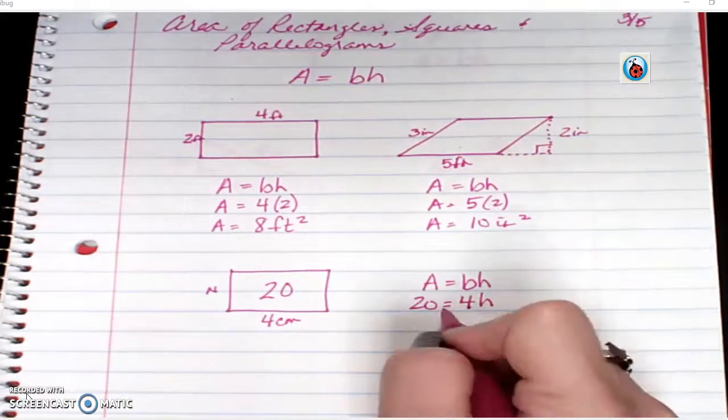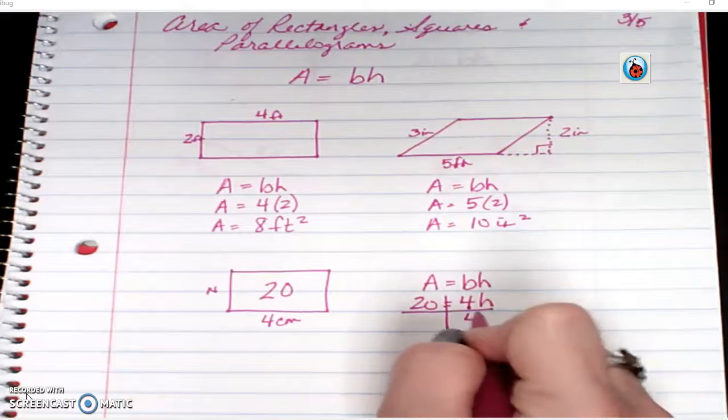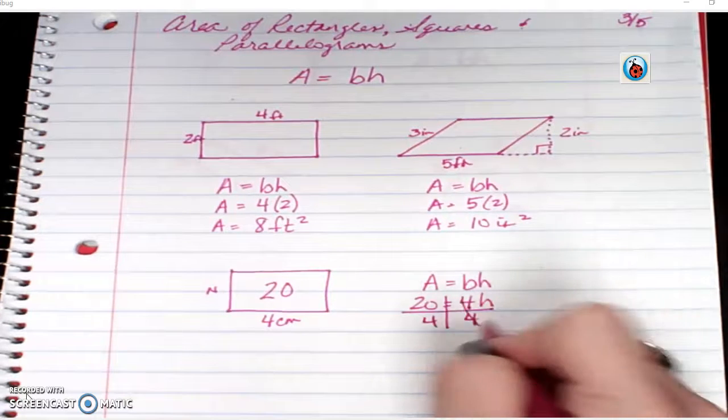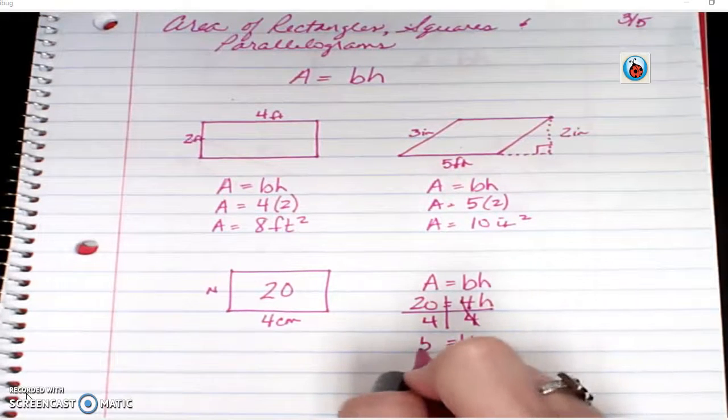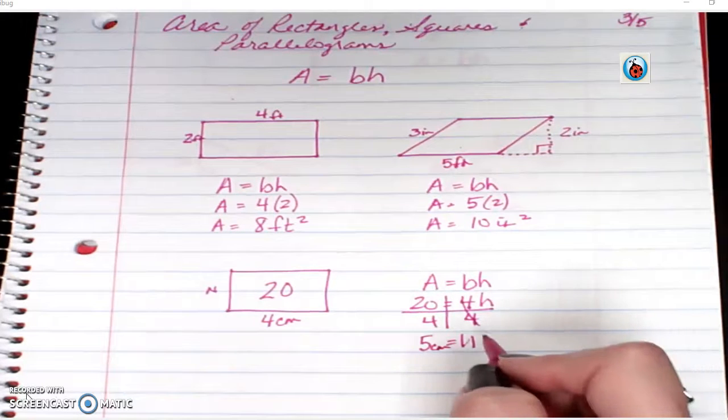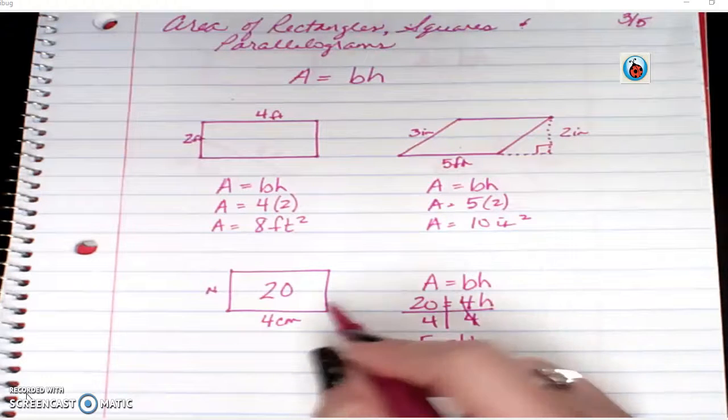Well, just like we always solve, divide both sides by 4. And H is 5. 5 centimeters, not squared because it's not the area, it's just one of the missing sides.